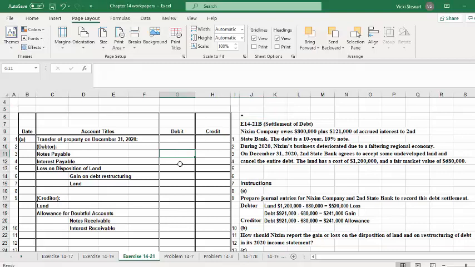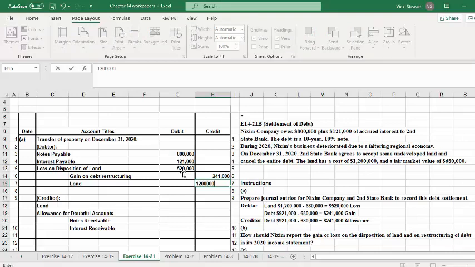The debtor, Nixum, would debit notes payable for $800,000. They would also debit interest payable for $121,000. They would debit the loss on the disposition of the land of $520,000. They would credit a gain on restructuring of the debt of $241,000. And then they would credit land for the cost, which was $1,200,000. The bank would receive the land and would record it at its fair market value, which is $680,000.